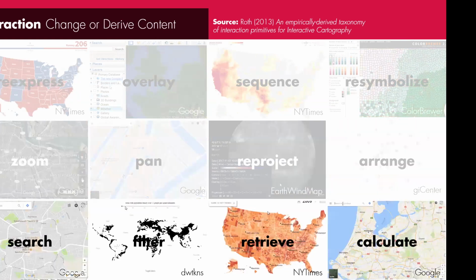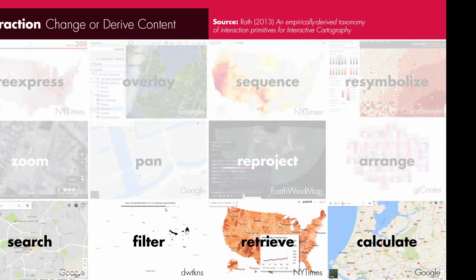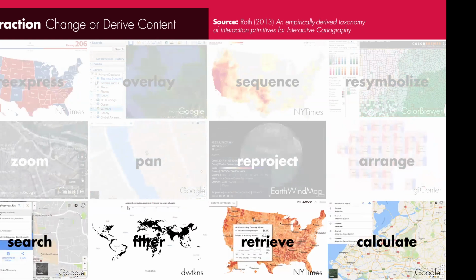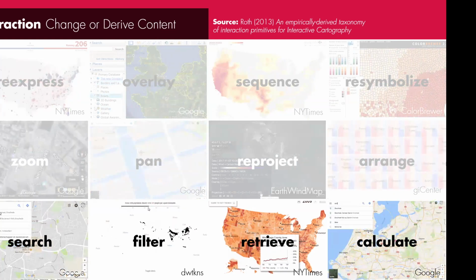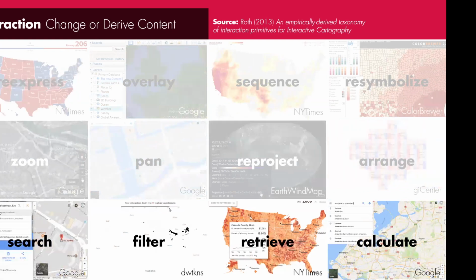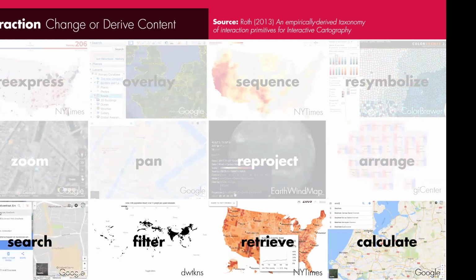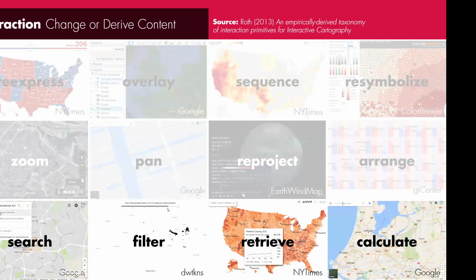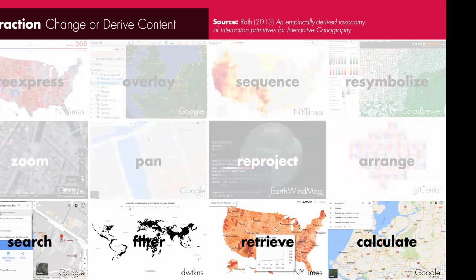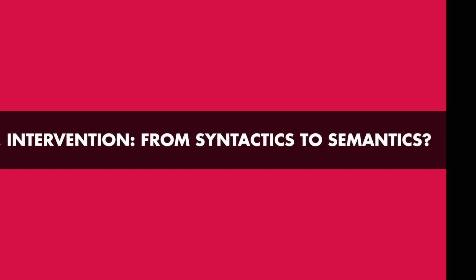Finally, the final subset changes or derives content not previously available on the map. You could do this in a pre-digital form, but it would take a really long time to, say, filter 100,000 records, right? So this is really where the digital is giving us the advanced ability to search, to filter, and then ultimately to retrieve details on demand and run complex calculations like a routing algorithm.